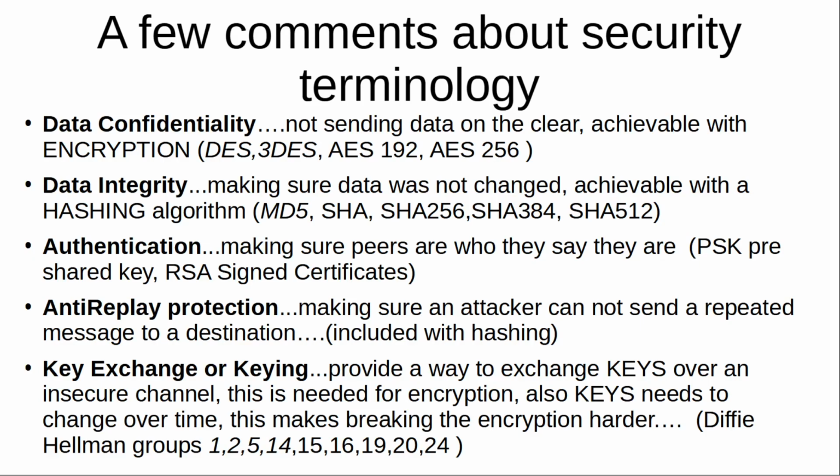Key exchange, or keying, provides a way to exchange keys over an insecure channel. This is needed for encryption. These keys need to change over time to make breaking the encryption algorithm a lot harder. The Diffie-Hellman groups are used for this. It is recommended not to use the Diffie-Hellman groups number 1, 2, 5, or 14.